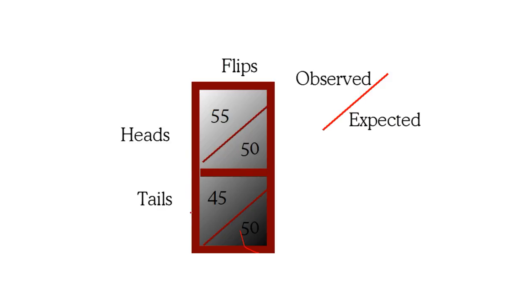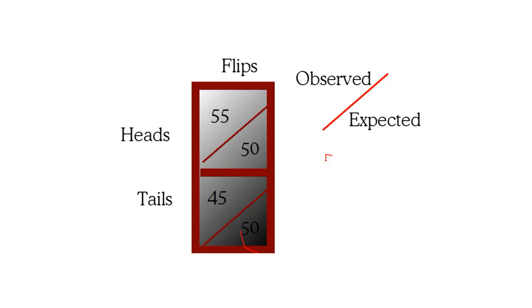Now, you see how I made the box here? This is such a beautiful box, isn't it? I made this box, and then I draw this slashy line through it, and I put the observed on top of the slashy line and the expected on the bottom. The observed on the top and the expected on the bottom. And this is how we do this.